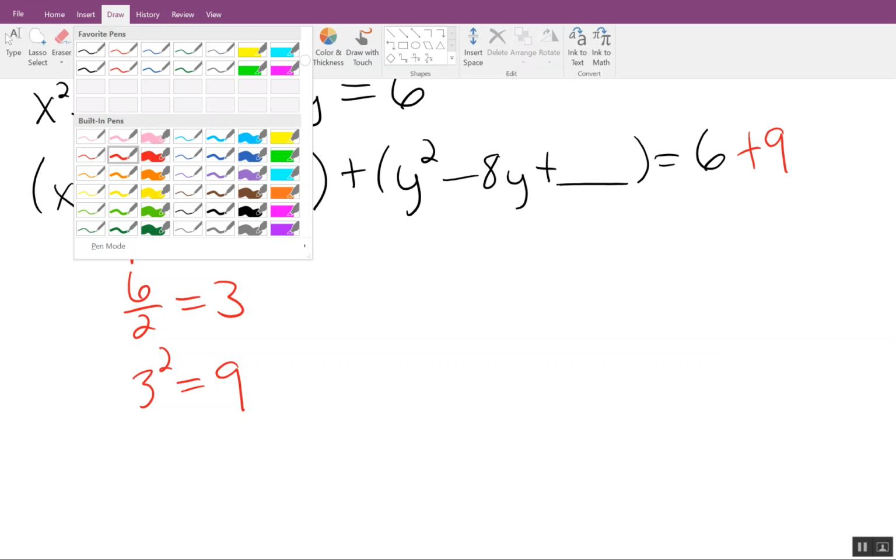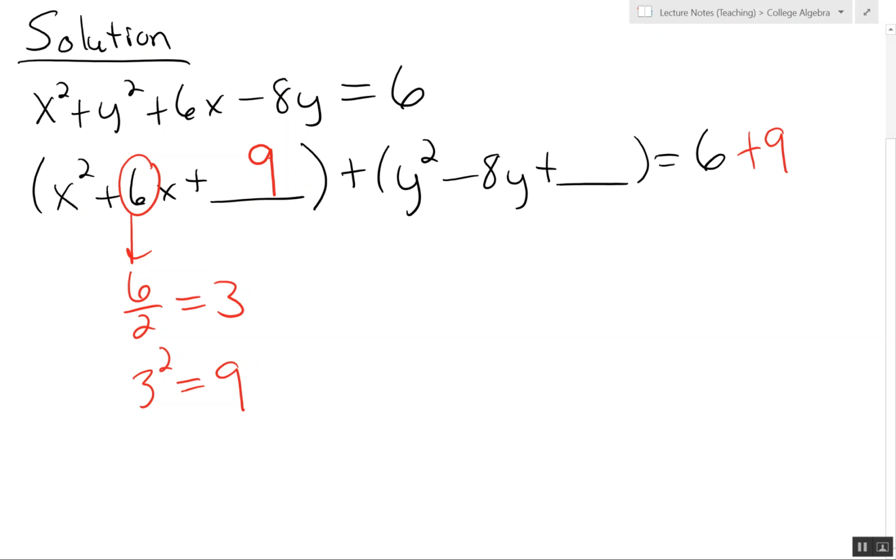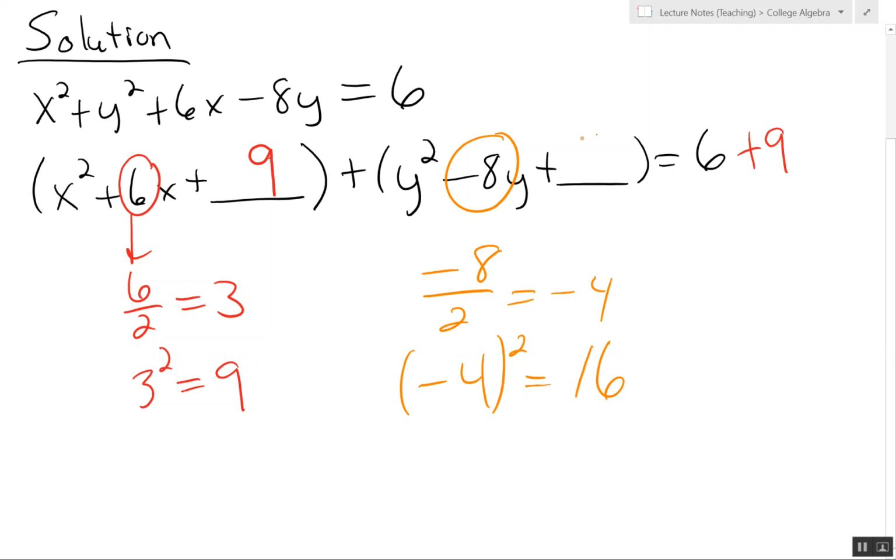So let's pick a different color and do orange this time. And we'll do the same thing here. We'll take the negative 8 and divide it by 2 to get a negative 4. And then we'll take the negative 4 and square it and get a 16. And we'll add 16 here, and we'll add 16 there.